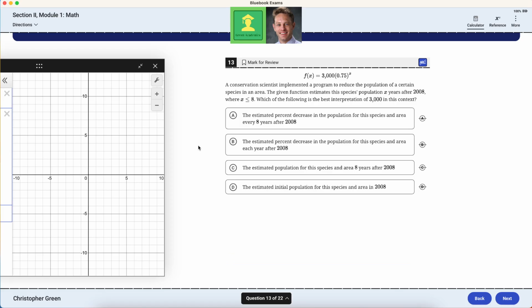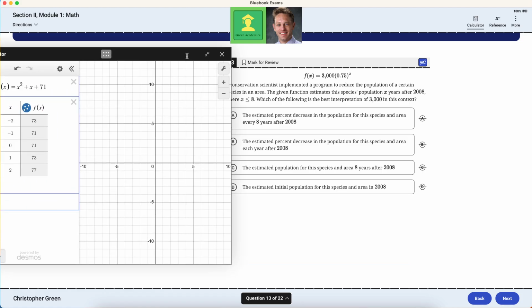A conservation scientist implemented a program to reduce the population of a certain species in an area. The given function estimates the species population x years after 2008, where x is less than or equal to 8. Which of the following is the best interpretation of 3000 in this context?